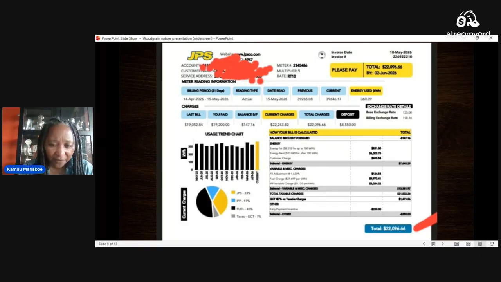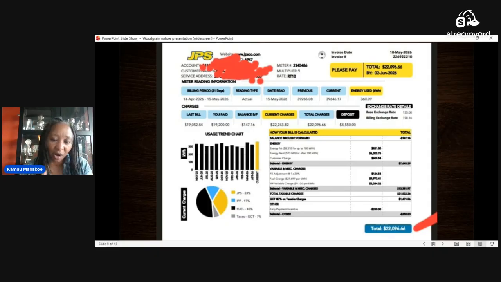So if you notice, there's a negative $147.16. That means JPS owes the person $147.16, and it will be deducted from their next bill. If you see an amount on the balance and it is a positive amount, so there's no minus sign in front of it, that means you still had a little bit on the bill.